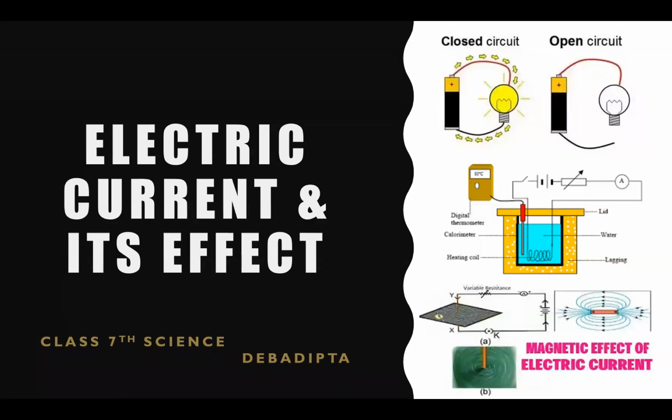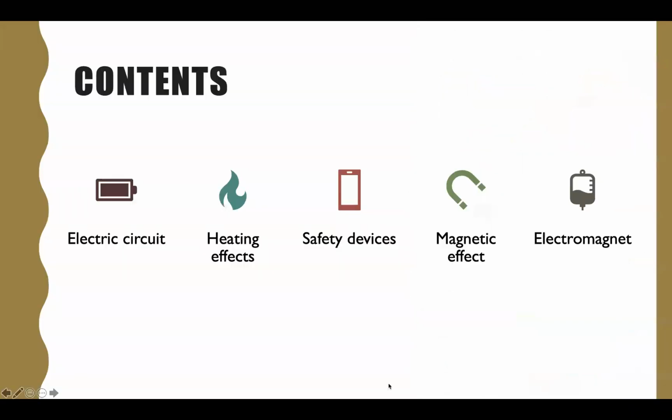Today we will continue the chapter electric current and its effect. In our previous session, we have already discussed about electric circuit, heating effect of electricity and about safety devices. So in today's session, we will discuss about magnetic effect of electricity and about the electromagnets.